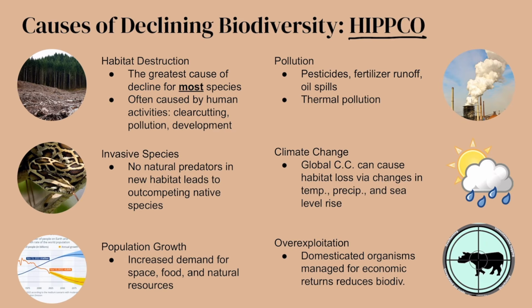First, habitat destruction. This is the greatest cause of decline for most species, and this is caused by human activities like clear cutting, pollution, and just using habitats for development. Then invasive species cause declining biodiversity because they don't have natural predators in that new habitat. And generally they're growing faster, so they can outcompete our native species.